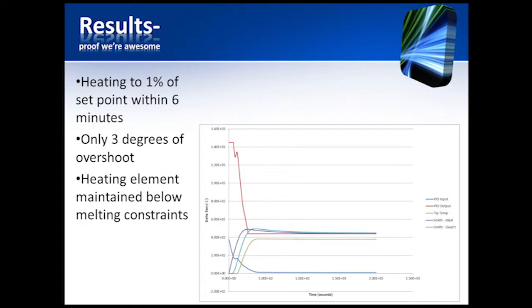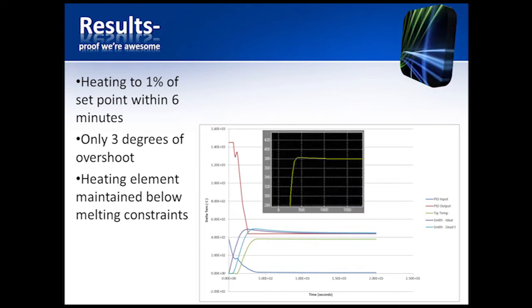So this here is our optimum fit. You can see that the two transfer functions from our Smith predictor are right in line with each other, just enough to offset and give us a bump here on our PID output. It gets us to our set point as quickly as possible and with very little overshoot.